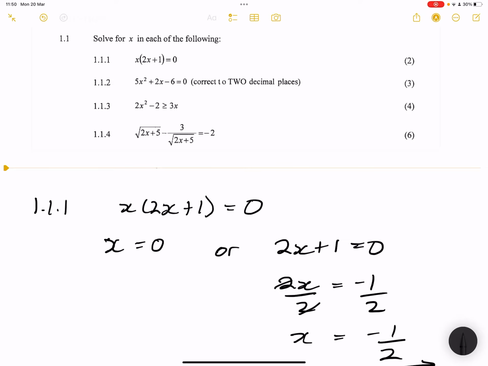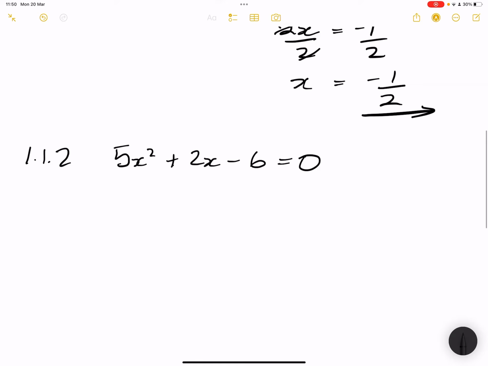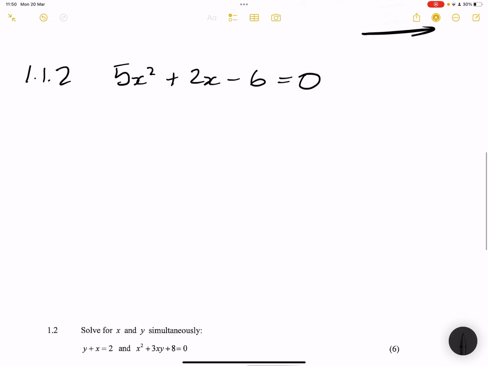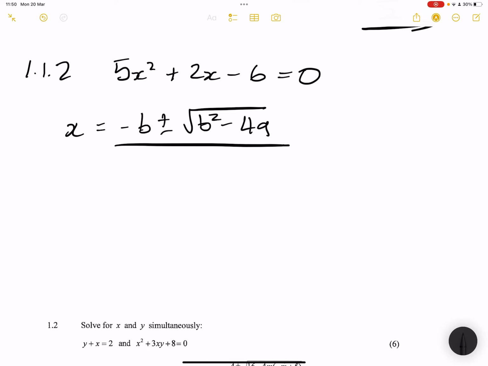So in this case, they said correct to 2 decimal places. What they are suggesting to you is that you are not able to factorize this. And so you're going to use the quadratic formula. So you're not going to waste time on this. As soon as they tell you correct to 2 decimal places, all we're going to do is use our quadratic formula. That's x equals minus b plus or minus the square root of b squared minus 4ac, divided by 2a.